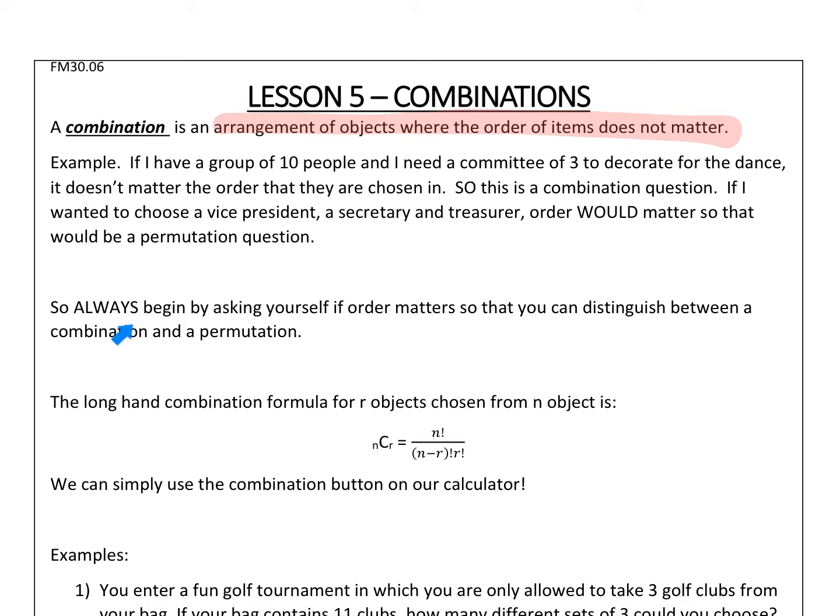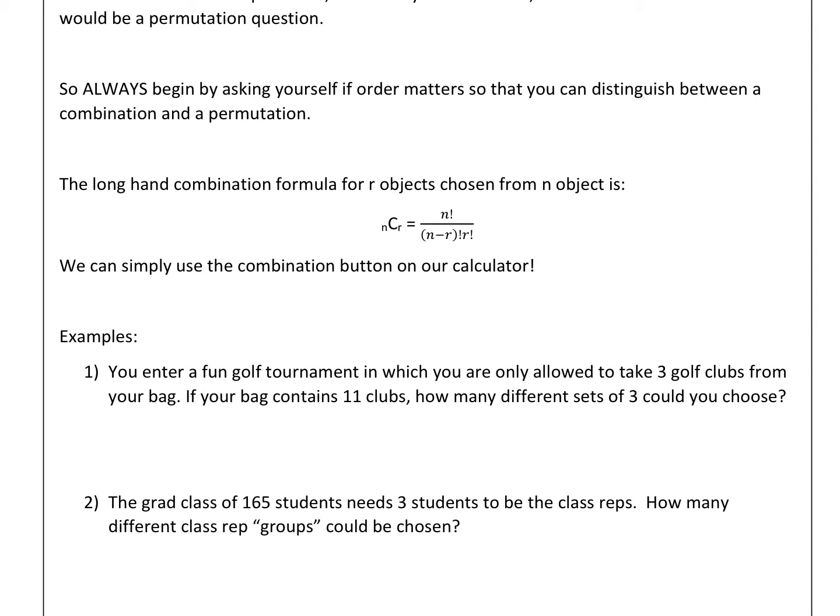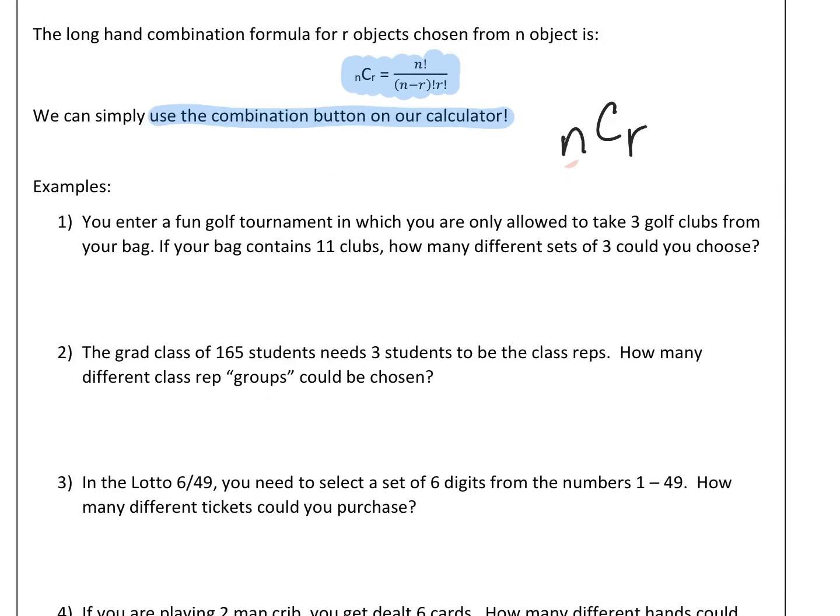So when you're doing these questions, you always want to begin by asking yourself if order matters or not. So does it matter what order the items come to you in? And if it doesn't matter, it's a combination question. So there is a formula, just like there was a permutation formula, there's a combination formula. However, we're just going to use the combination button on your calculator. You'll find it near your permutation button, most likely, but it will look like NCR instead of NPR. Okay, once you've got that button, let's take a look at some examples.